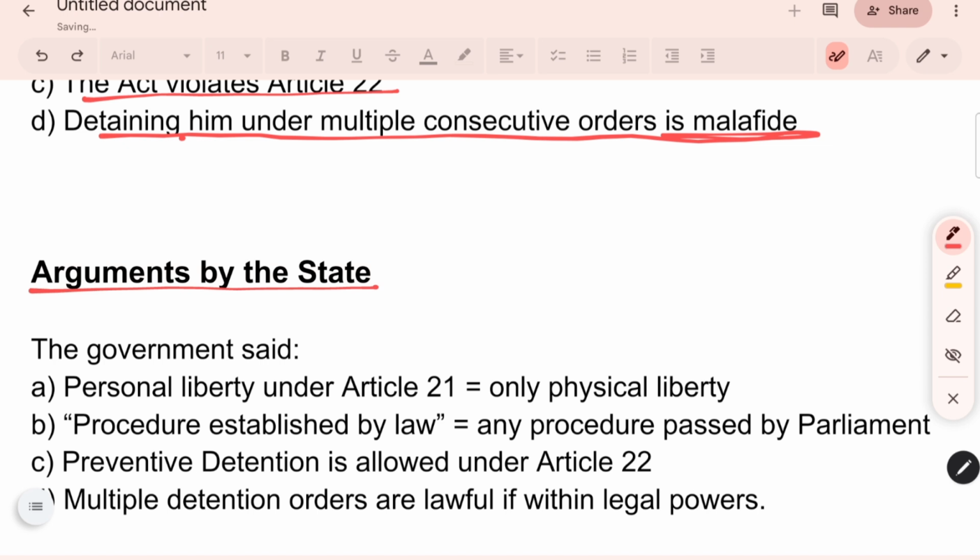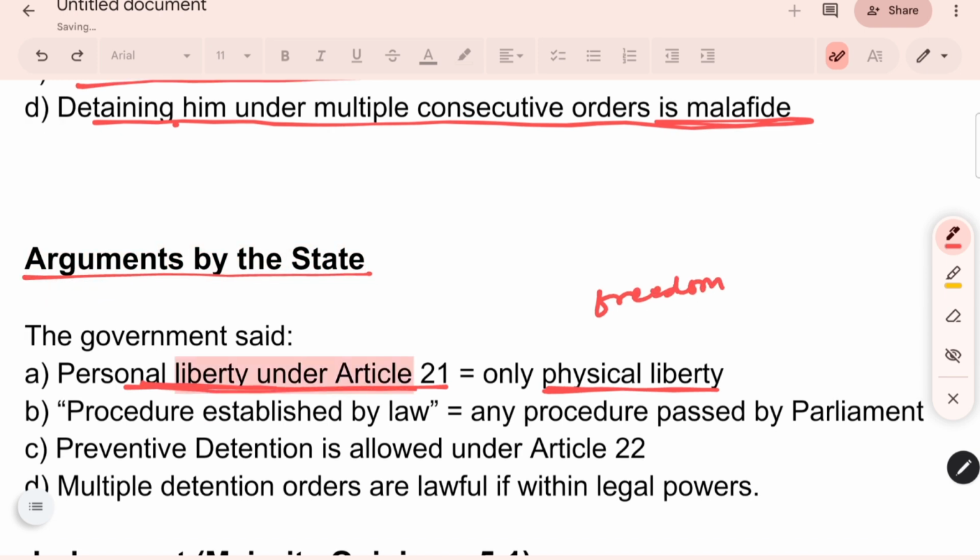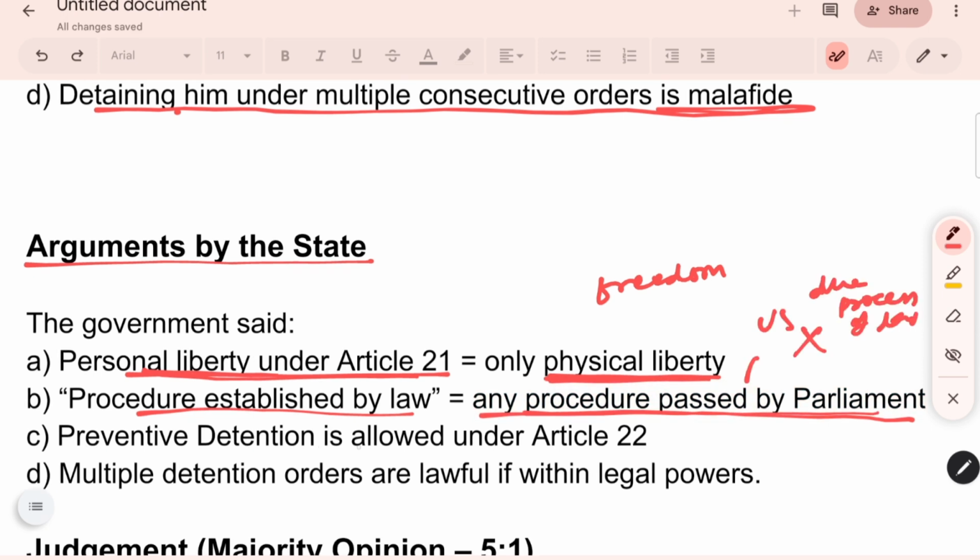Arguments by the state. The state argued, first, that personal liberty under Article 21 only includes physical liberty. It means it is not related to Article 19, which talks about freedom of speech and expression. Procedure established by law means any procedure passed by the Parliament. The state said that preventive detention is allowed under Article 22, which means the Constitution itself permits preventive detention, so Parliament has the power to make this Act. Lastly, multiple detention orders are lawful if within legal powers.